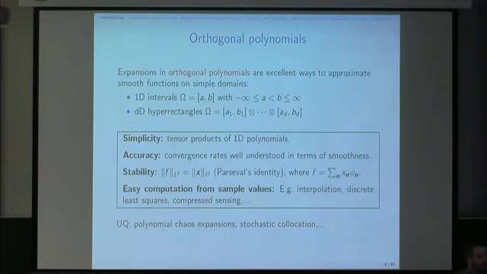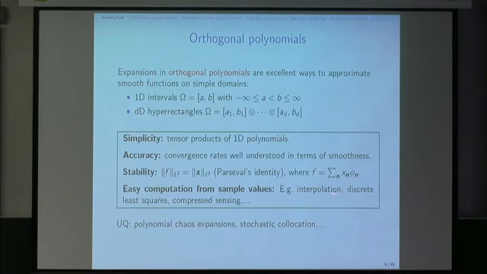First of all, simplicity. Multivariate polynomials are just tensor products of 1D orthogonal polynomials. Secondly, accuracy. We have plenty of theorems about convergence rates of polynomial expansions in terms of smoothness classes. So you saw in Chris Schwab's talk on Monday this idea of holomorphy, and with that you get estimates on the rate of convergence of polynomial approximations.